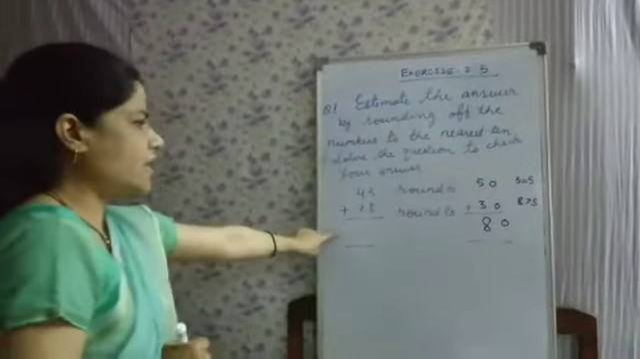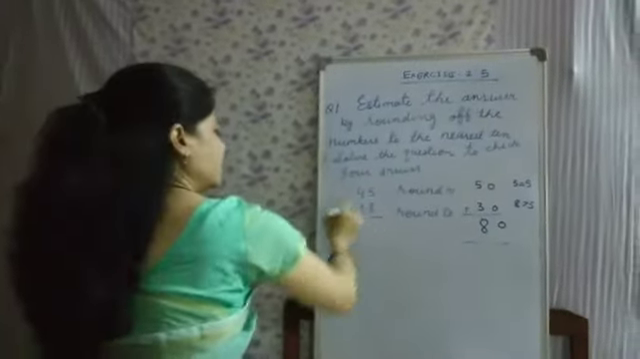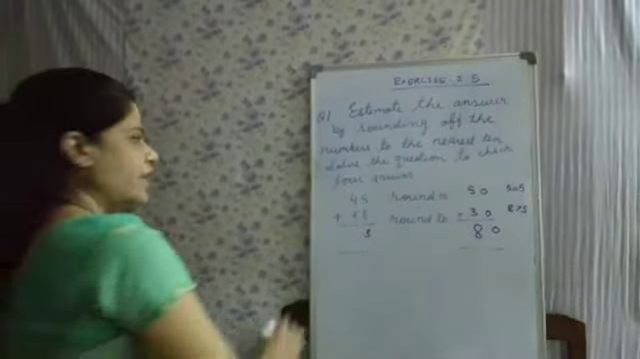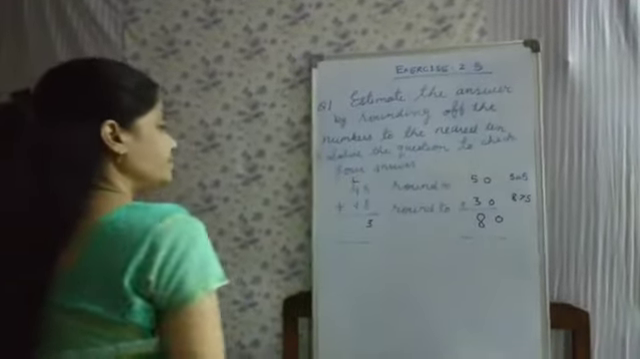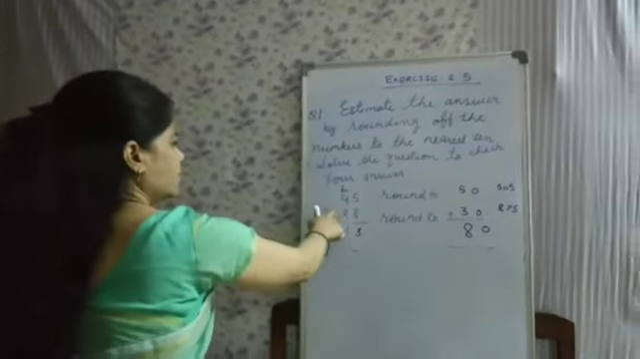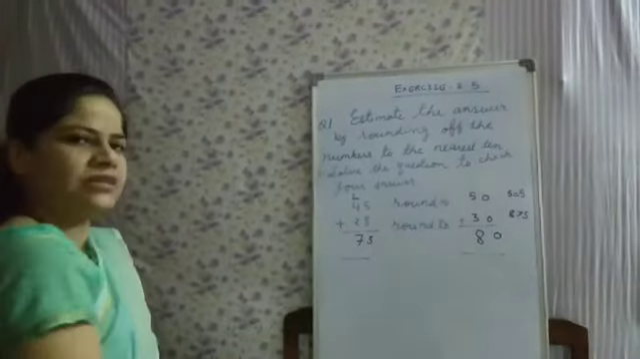So when you want to check the answer, you have to solve this sum as it is. So 5 plus 8 will be 13. Carry over 1. 4 plus 2 will be 6. 6 plus 1 will be 7. So the answer is 73.